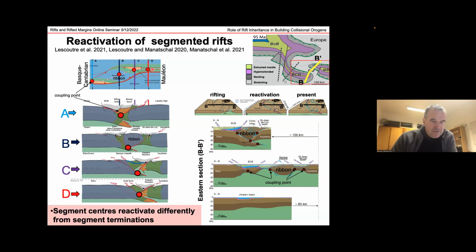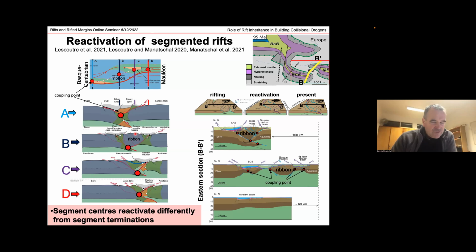If we make a sequential section through this domain, this is the west, this is the Mollo Basin, this one. And to the west, we have the Basque-Cantabrian Basin, this one, we can see that the two basins are completely reactivated. And the center of the reactivated domain is made up by sediments. Whereas if we go in between, we see that the center is made up by this ribbon.